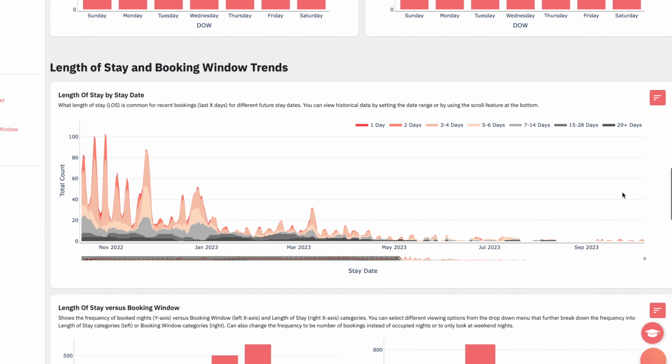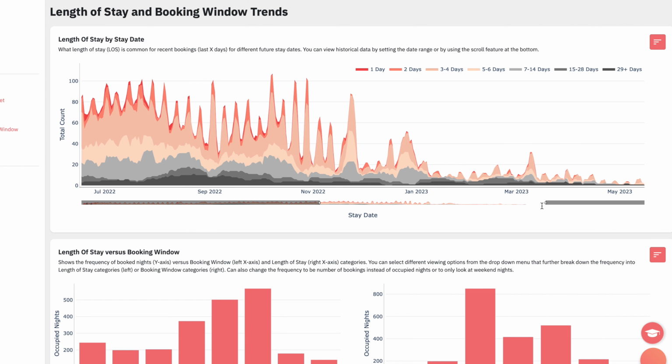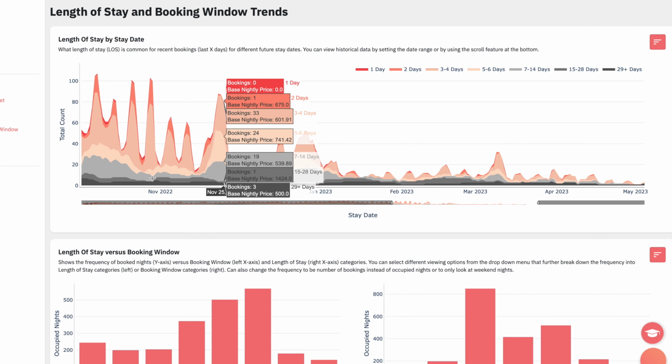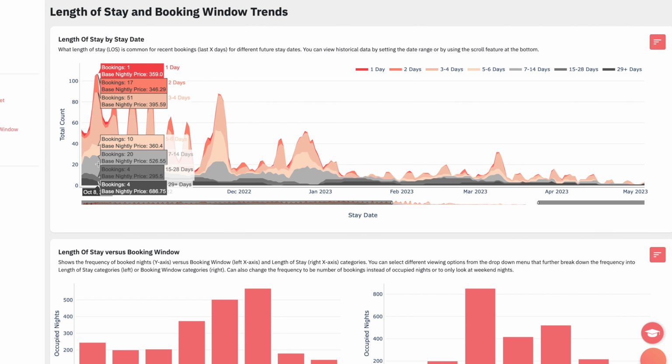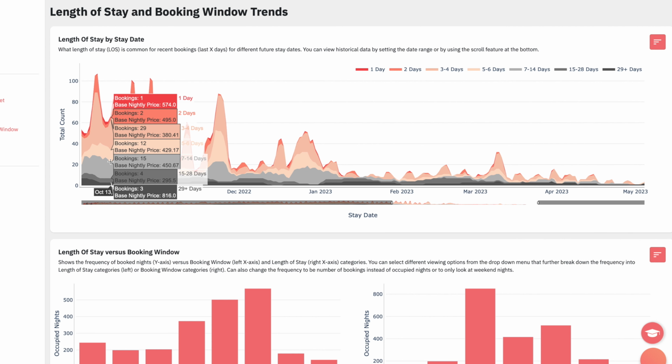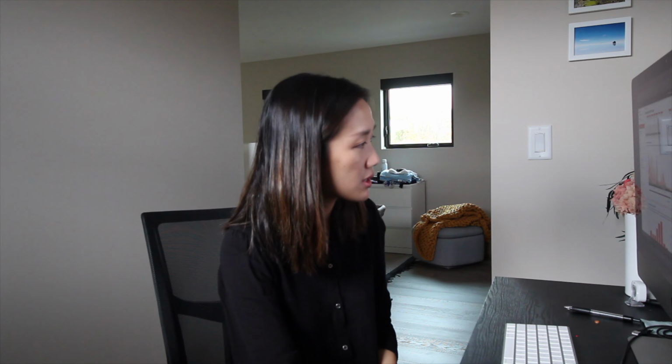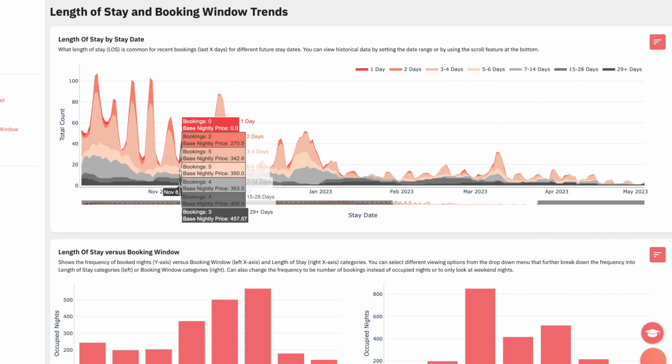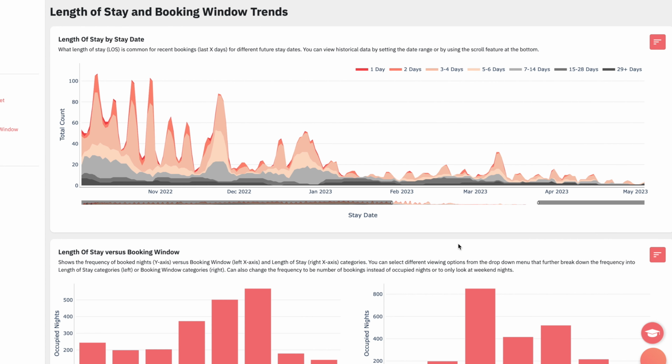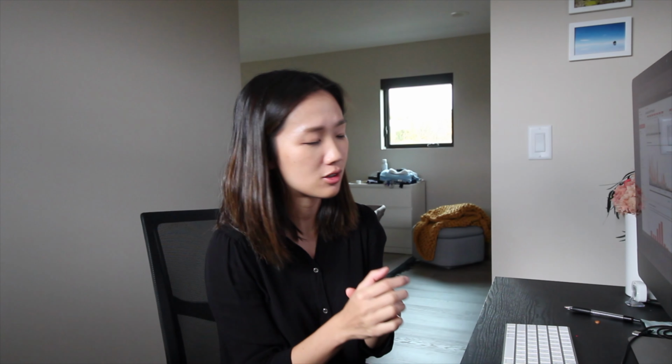Length of stay and booking window trends. October, starting roughly here. So this is the upcoming weekend, and it has that dip in the peak. This is just not a good weekend for some reason. What this tells me is roughly how the spread is in terms of number of days people are booking. And I use this information mainly to see what's reasonable for my minimum night stay restrictions.